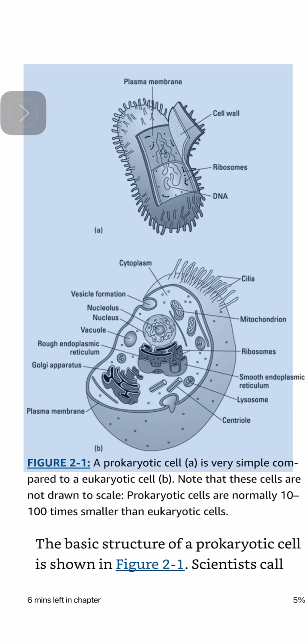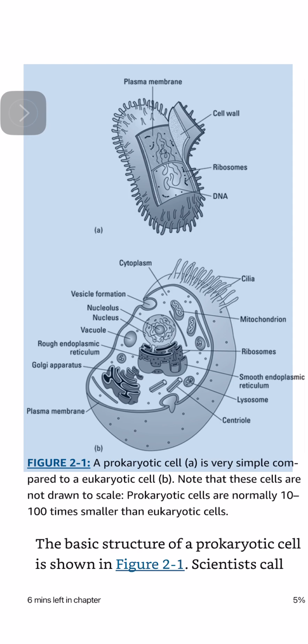The schematic illustration of the basic structure of a prokaryotic cell. The part A image on the top contains a few callouts: plasma membrane, cell wall, ribosomes and DNA. The part B image in the bottom contains a few callouts: cilia, mitochondrion, ribosomes, smooth endoplasmic reticulum, lysosome, centriole, plasma membrane, Golgi apparatus, rough endoplasmic reticulum, vacuole, nucleolus, nucleus, vesicle formation and cytoplasm. Figure 2.1: a prokaryotic cell, A, is very simple compared to a eukaryotic cell, B.